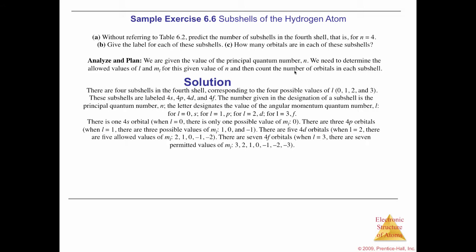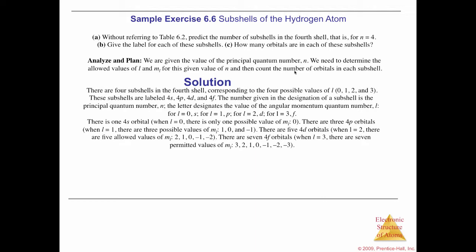There are 4 subshells in the fourth shell, corresponding to 4 possible values of L, 0, 1, 2, and 3. These subshells are labeled 4s, 4p, 4d, and 4f. The number given in the designation of a subshell is the principal quantum number n. The letter designates the value of the angular momentum quantum number L. For L equals 0, we have an s orbital. For L equals 1, a p orbital. For L equals 2, a d orbital. And for L equals 3, an f orbital.